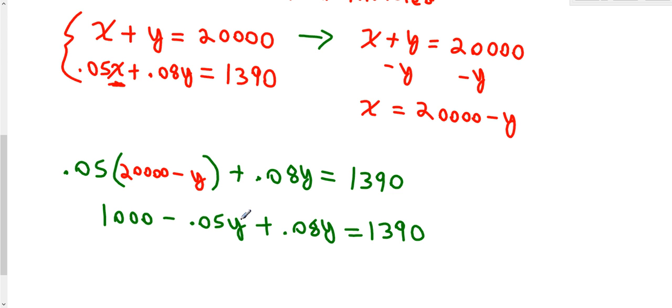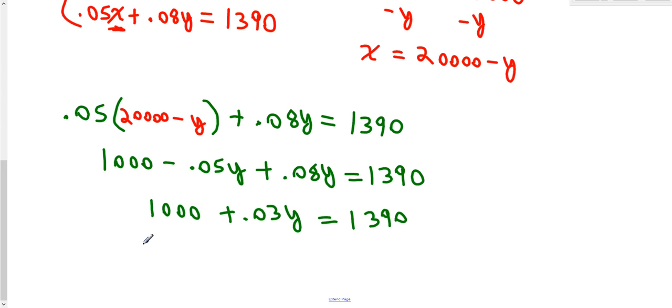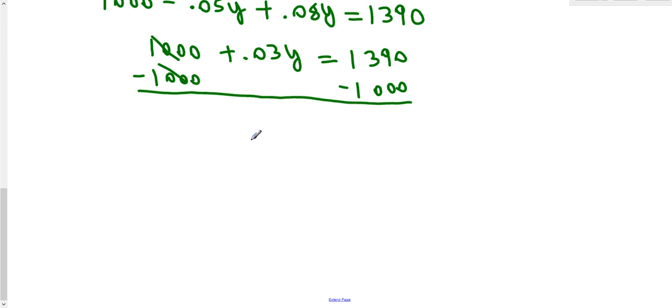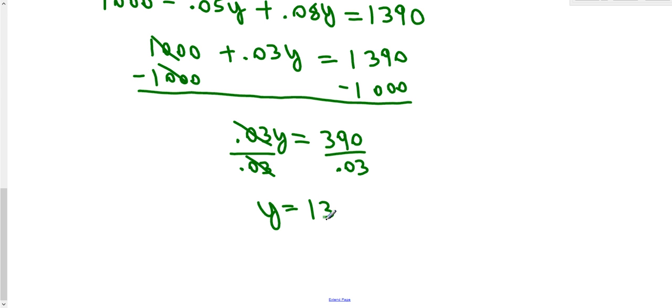All right, so now I'm going to combine my two like terms here to get 1,000 plus 0.03Y is equal to 1,390. And then to complete solving for Y here, I'm going to subtract 1,000 from both sides. These will cancel, and we will get that 0.03Y is equal to 390. So the last step is to divide both sides by 0.03. These would cancel out, and we would get Y is equal to 13,000.